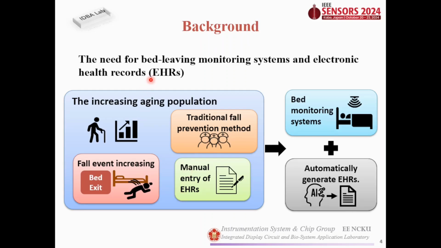The growing elderly population has led to increased falls in hospital and at home, often resulting in serious injuries and psychological trauma. One major cause is elderly individuals leaving their beds without assistance. Traditional prevention methods, such as more frequent ward rounds, can help reduce falls but add to nursing staff workloads. Moreover, sleeping posture is closely linked to sleep quality.